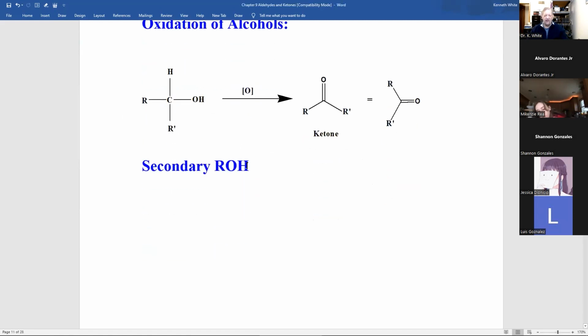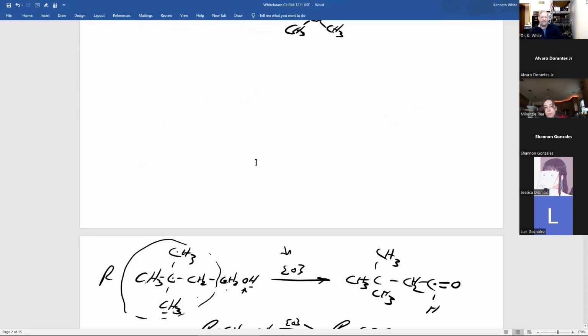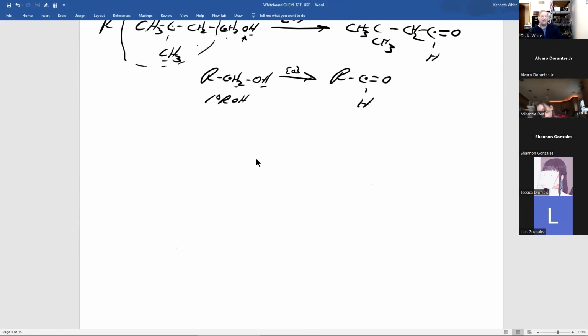Now, if you take a secondary alcohol, 2 R groups on the carbon with the hydroxyl group, this one, R and R prime. And remember, R and R prime is just like X and Y in math. Here it's carbons and hydrogens, however many, and when you oxidize it, you make a ketone. So it's time to try another one. The question is 3 points each. Give the organic product or products for the following.